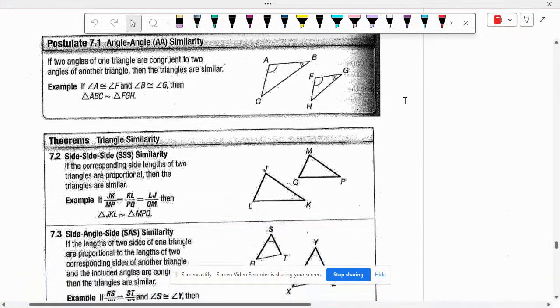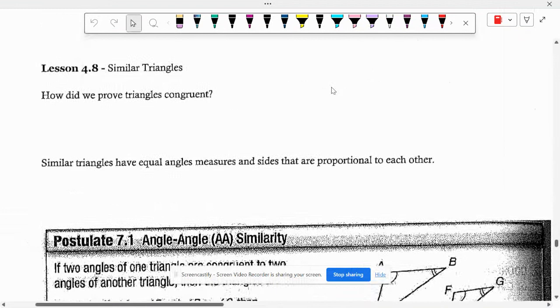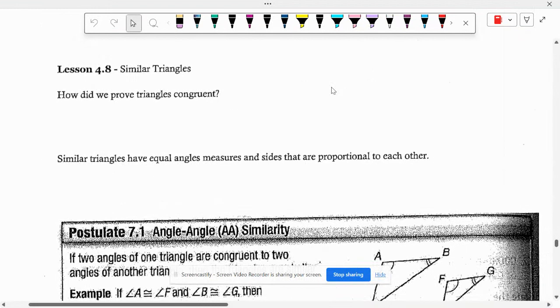Okay, so here's where we are. Today we're talking about the last lesson in this unit. It's similar triangles. So what are the theorems that we've learned so far?